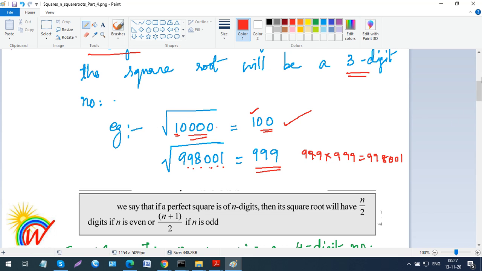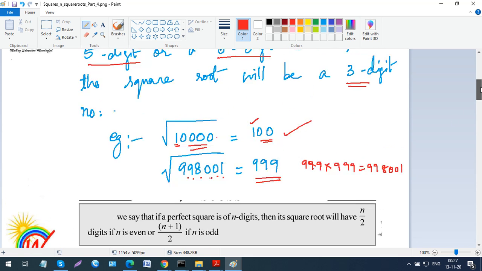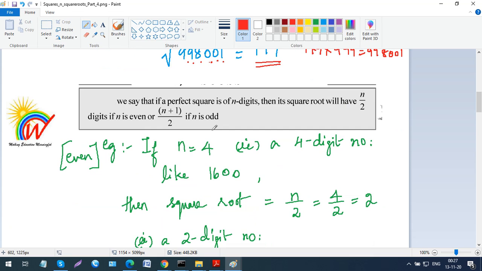All right, now here we have a formula kind of a thing to find how many digits will be present in the square root of a perfect square. They're saying if you have a perfect square of n digits, let us say you take an even number. Let us say your n is 4, that is, you take a 4-digit number. For example, let me take 1600. This is a perfect square.